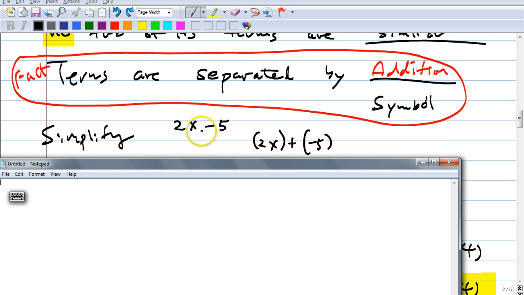So if you're in a hurry or something, you might just write 2x and 5. That would not be correct. Those are not the two terms. It's 2x and negative 5 that are the terms. And as you can see, if I use the addition symbol there, it's really easy to see what the terms are, right? Whereas if I write it as 2x minus 5, some people might write 5 as your term, which is not true. Does that make sense? So you have to know that the terms are separated by addition symbol. Is that okay?